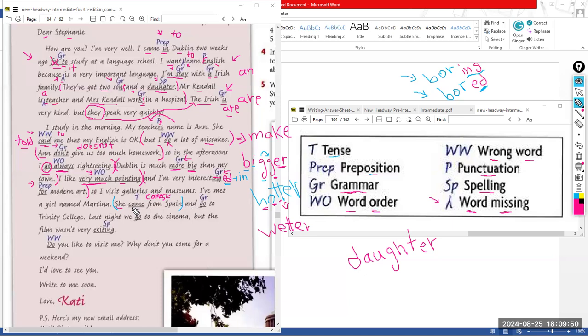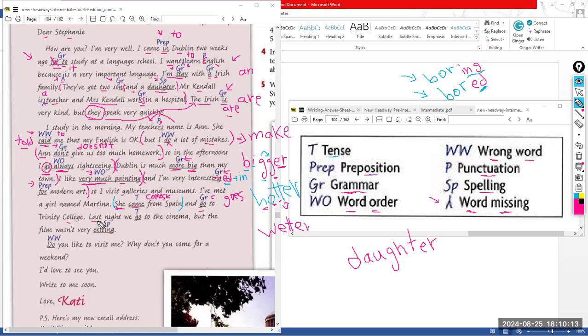And notice that here it is the same grammatical mistake. So I cannot say and go because I'm still talking about she, singular. I have to say and goes to. So she comes and goes. She comes from Spain and goes to Trinity College.